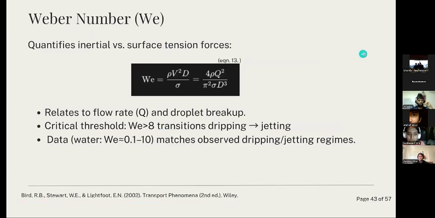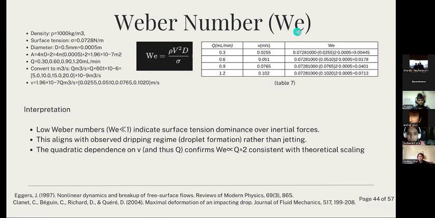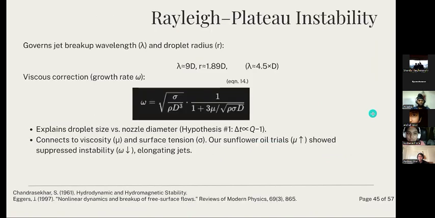Let's come to the Weber number, which quantifies inertial versus surface tension forces. It relates to the flow rate Q as well as the droplet breakup, and it has a critical threshold. If it is above 8, it transitions from dripping to jetting. This is the Weber number that I have calculated, and as you can see, it is well below 1, which indicates surface tension dominance over my initial forces as well.